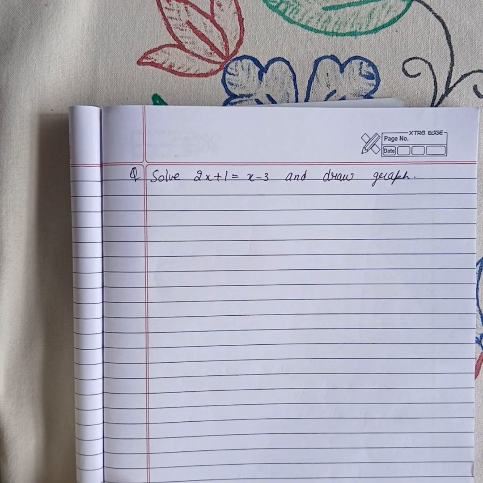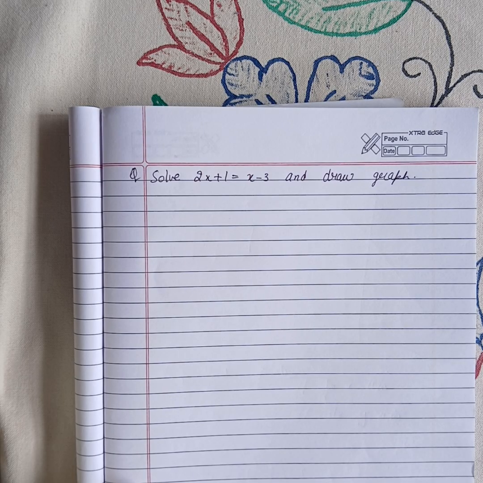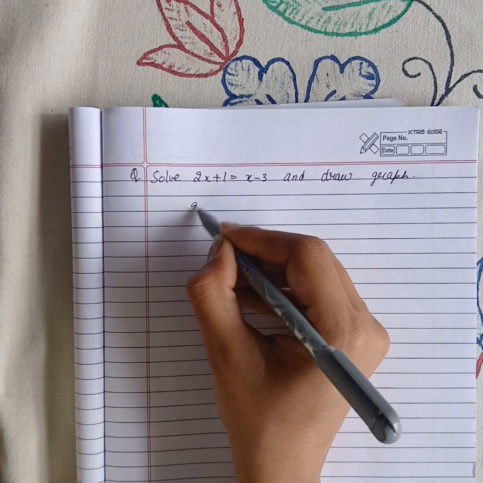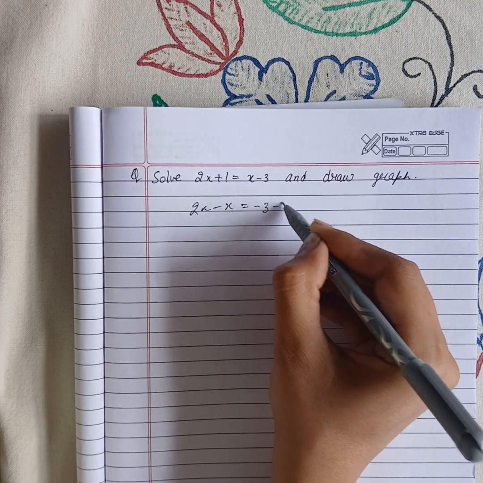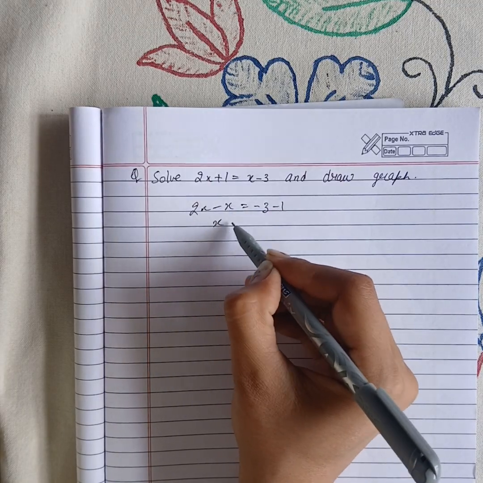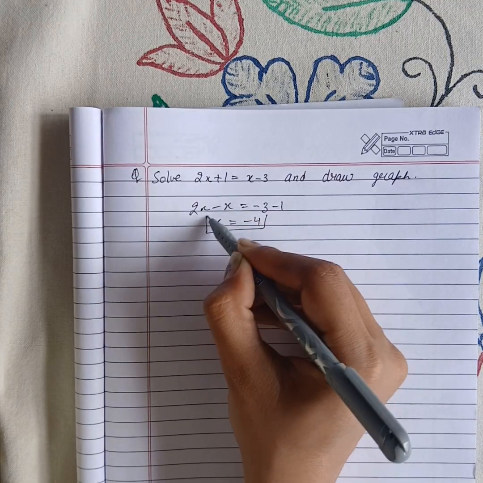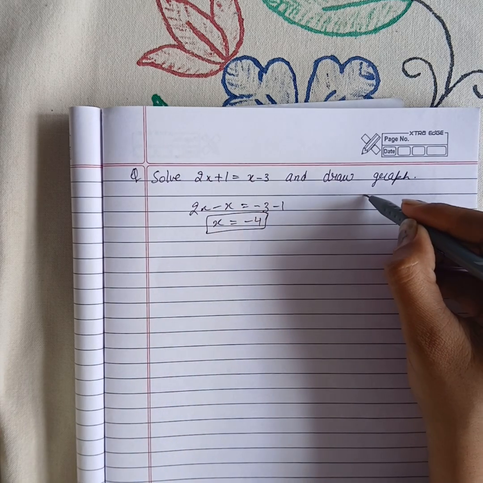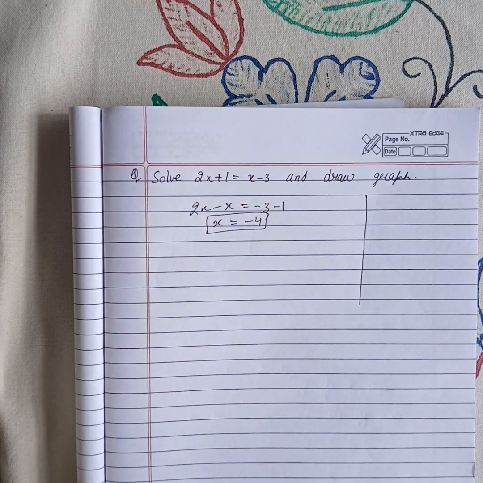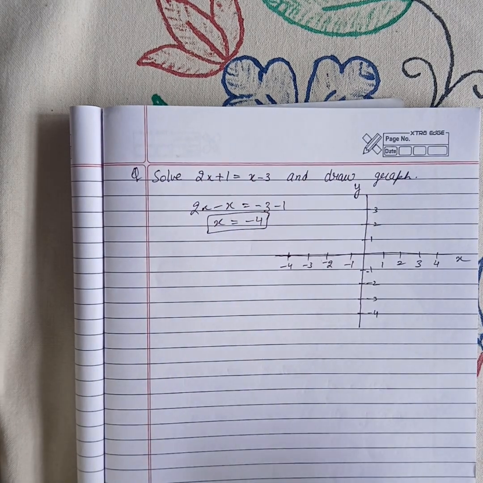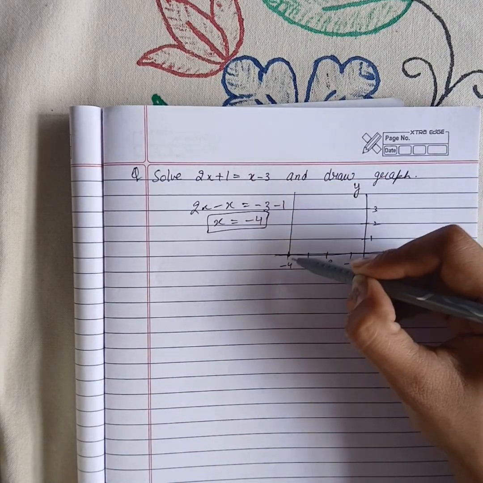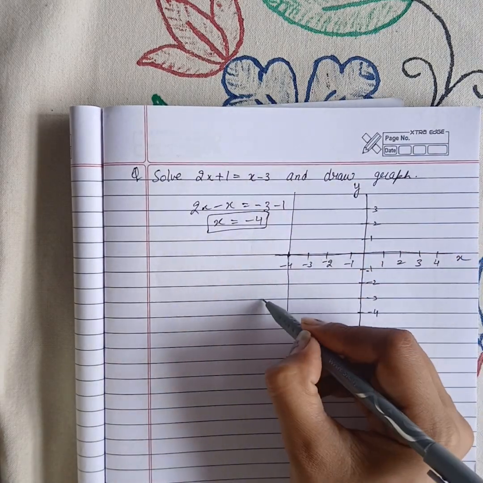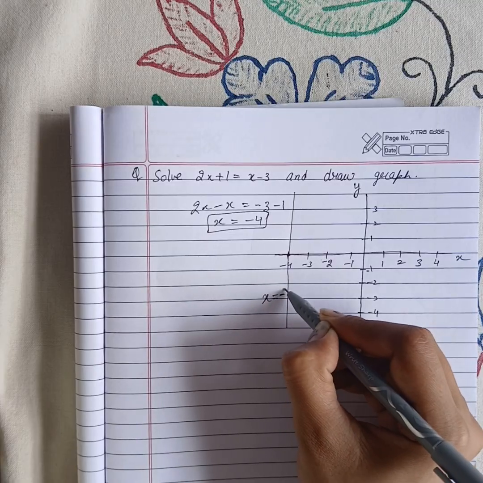Now solve 2x plus 1 is equal to x minus 3 and draw a graph. So first 2x minus x, is equal to -3 -1. So x is equal to -4. Now draw a graph. Graph for this is when x is equal to -4, which is parallel to y-axis. This is graph for x is equal to -4.